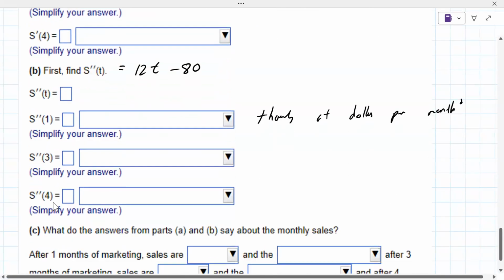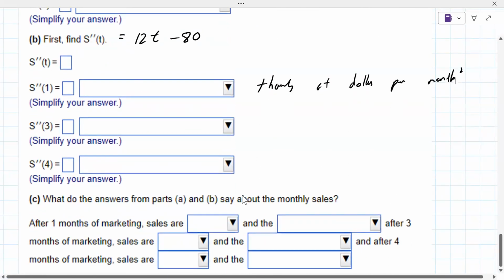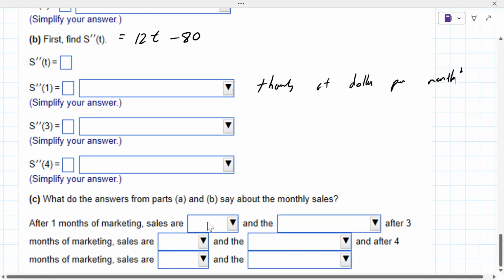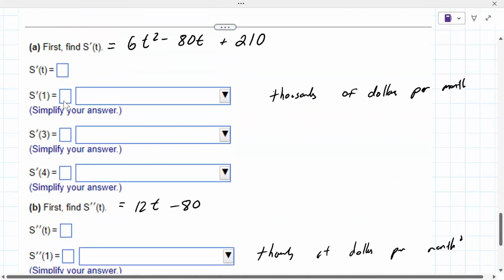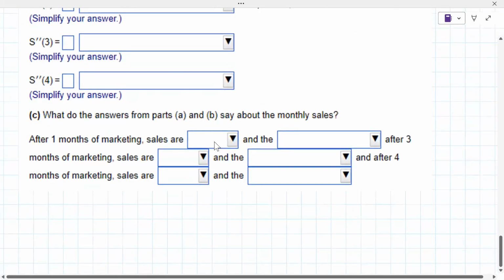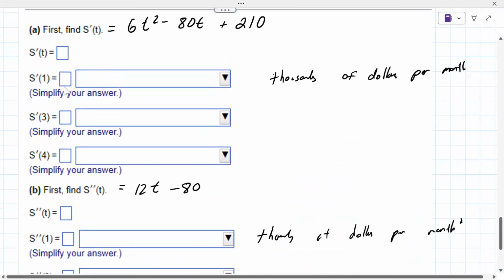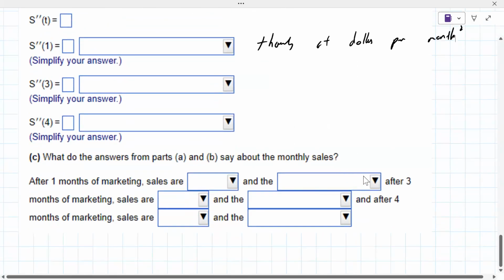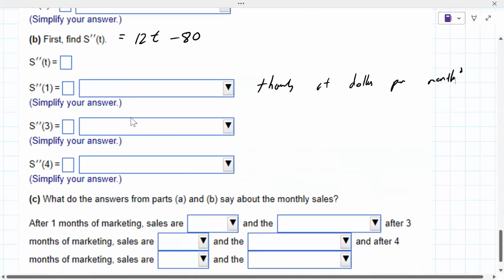Happy to evaluate these if you want, or you can do them on your own. Let's just talk about part two. After 1 month of marketing, sales are, and it's probably asking about the derivative, either increasing or decreasing. It's based on the sign. S prime of one is positive, so it's increasing. Growth is slowing down or decline is slowing down depends on the sign of the second derivative.